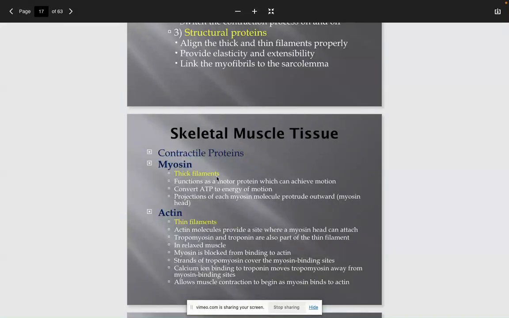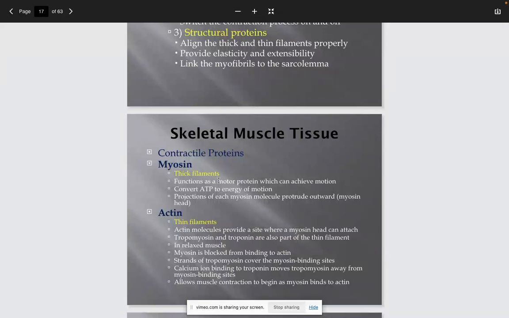Myosin is a thick filament. Okay, myosin is a thick filament. Okay, 1, 2, 3, 4, 5, 6. So myosin has more letters in its name, therefore it's thicker than actin. Actin is thin. Actin has less letters. That's just a silly little way I like to remind myself of things.